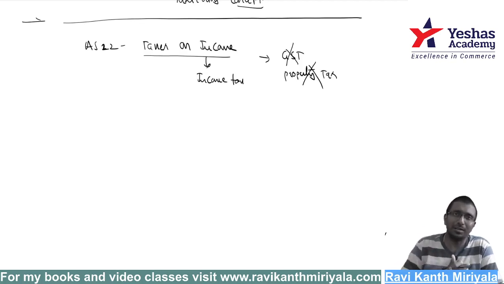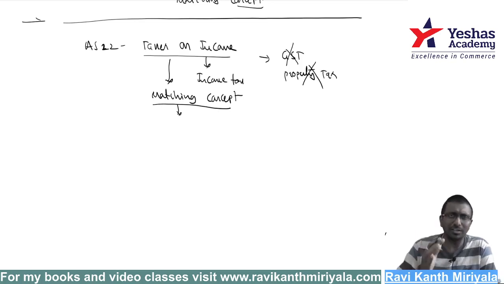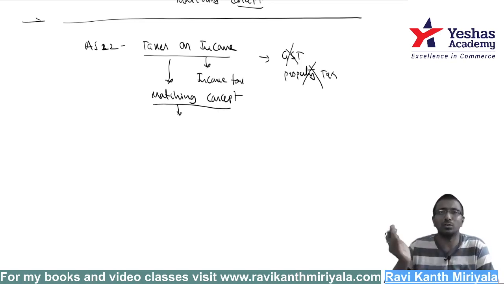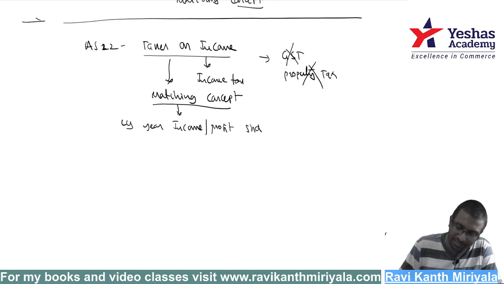Why has the standard come? This is to ensure the matching concept. What do you mean by matching concept? Current year income should be taxed in the current year itself. It should not go to last year, or be taxed in the next year. Current year profit should be taxed in the current year only.